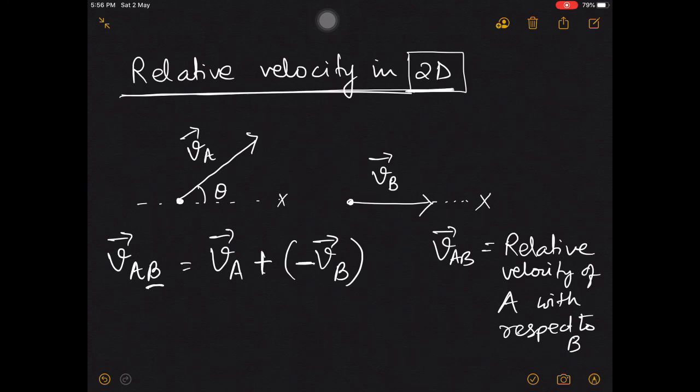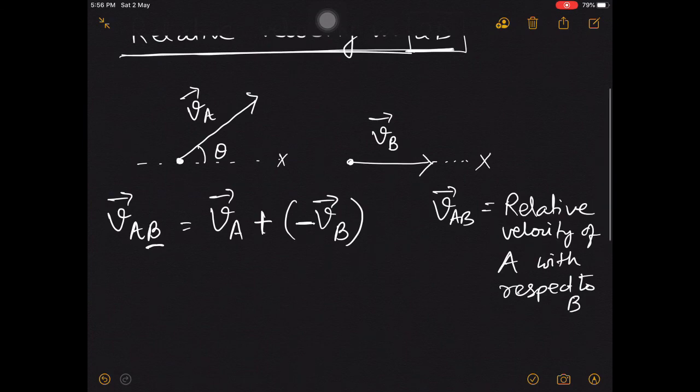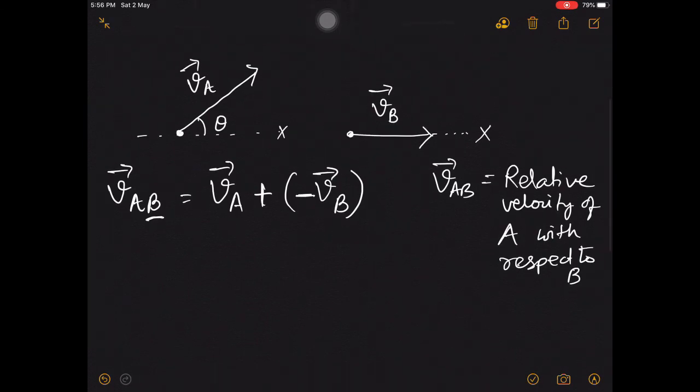Now look at this diagram. This is a 2-dimensional velocity. The body is moving in a plane, so we will have to be careful. We are actually doing this vector algebra, vector calculation. See here, let me choose this point. From here I am showing VA. This is my VA velocity, and this is my horizontal axis. This angle as usual is theta.